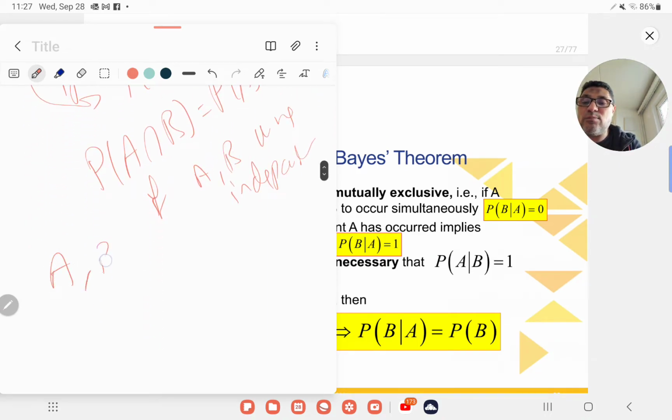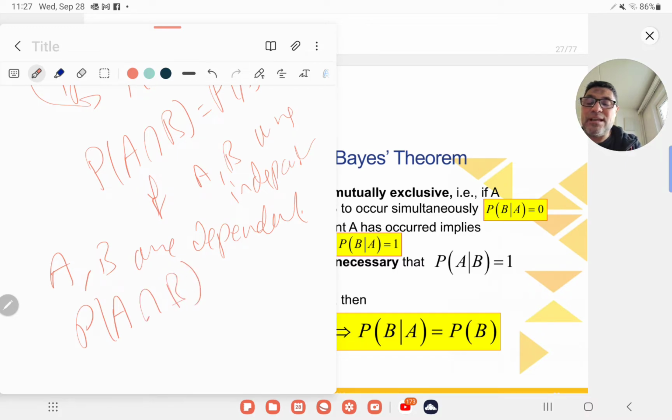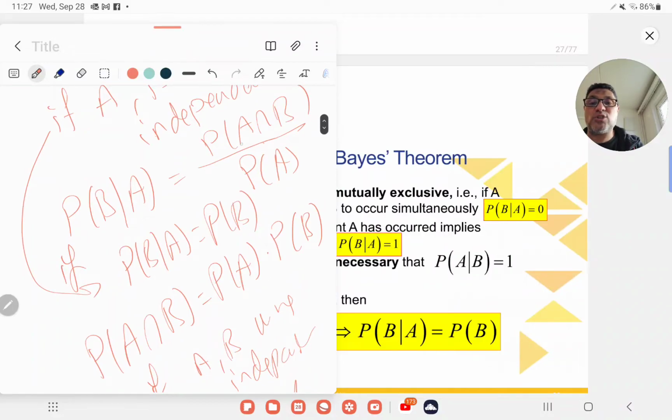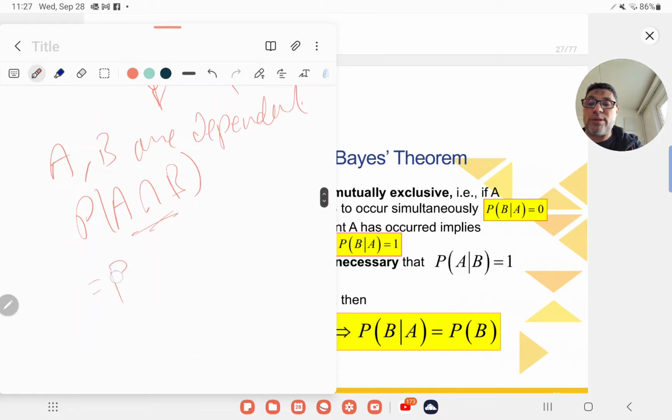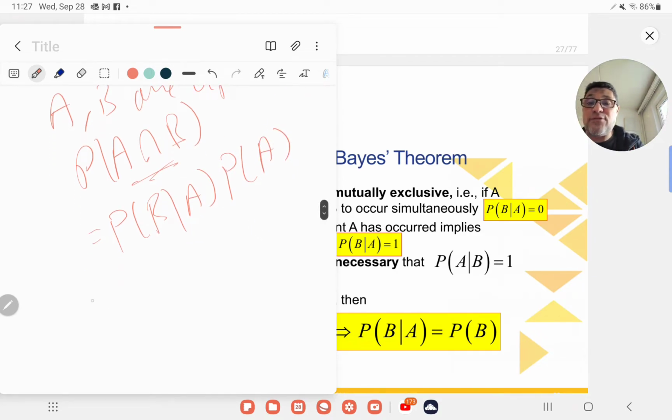But what happens if A and B are dependent? What is the probability of A and B? Of course, we can deduce this from the original equation. So the probability of A and B equals the probability of B given A times the probability of A. And actually, it is the same if you exchange the order and say the probability of A given B.